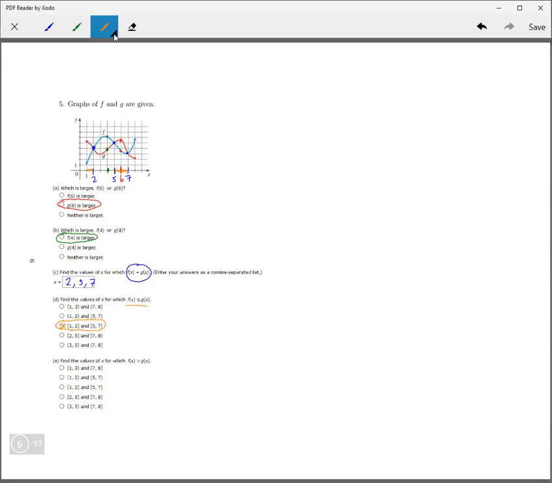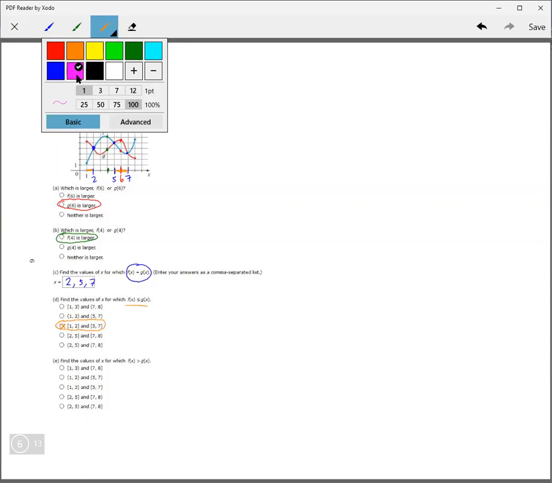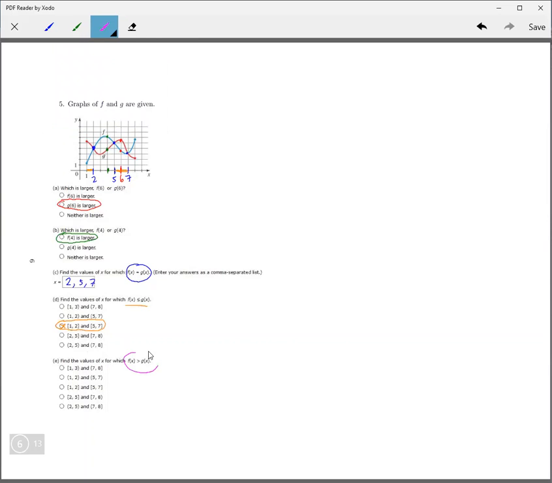Okay, and then number E, where f of x is greater than g of x. So you're looking where this is above, which is going to be right here. And then this is greater than, so you're not including the endpoints. Oh, wait, it's all the way to there. Oops. And then f is also greater over here. Okay, so that's going to be from 2 to 5.